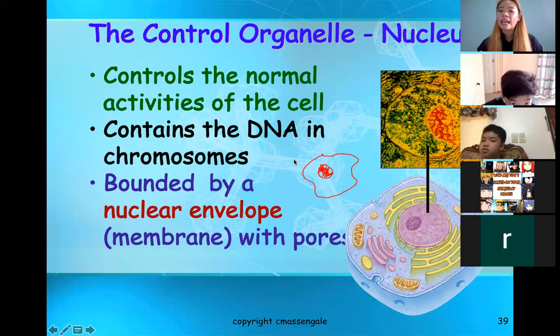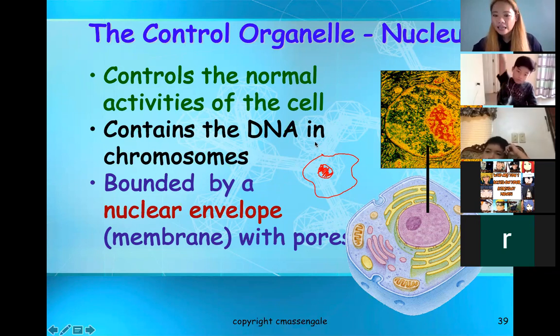So they contain the instructions of what hair color, what eye shape, what eye color, our height, everything about our genes. The genes that we inherited from our parents are actually found in this DNA. And this DNA is actually found inside the nucleus.